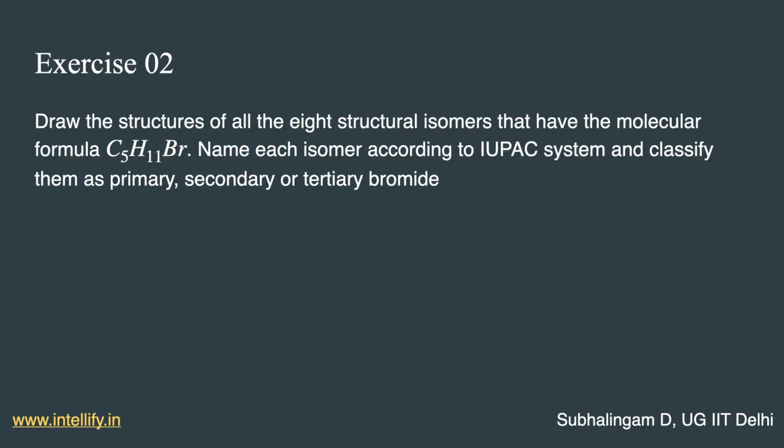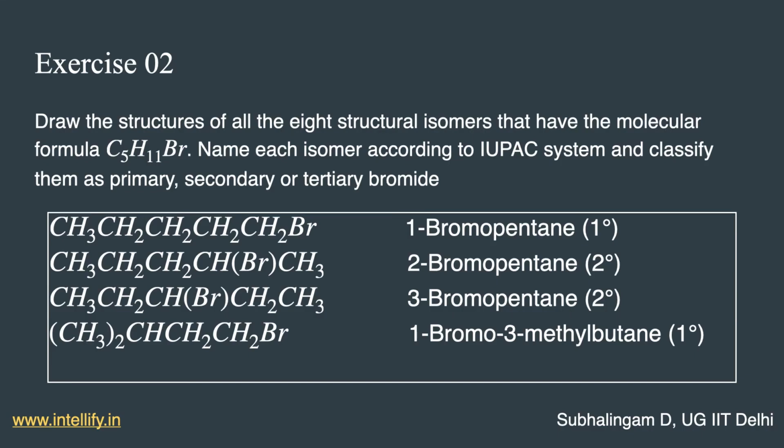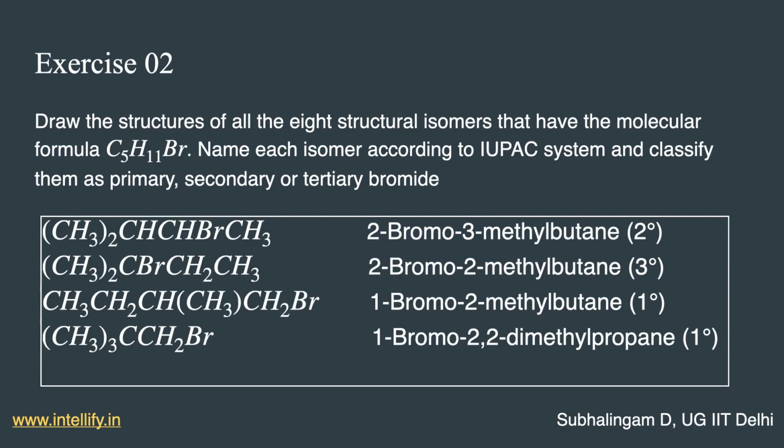Next exercise, let's try to draw the structures of all the 8 structural isomers that have the molecular formula C5H11Br. Try to name each of them, of course in IUPAC nomenclature, and classify them as primary, secondary, or tertiary. We have learned the structural isomers in the 11th class, so I think it's not difficult except the naming part. So I am telling the answer for now, but please try to work it out yourself. So we have 4 isomers over here and 4 more.